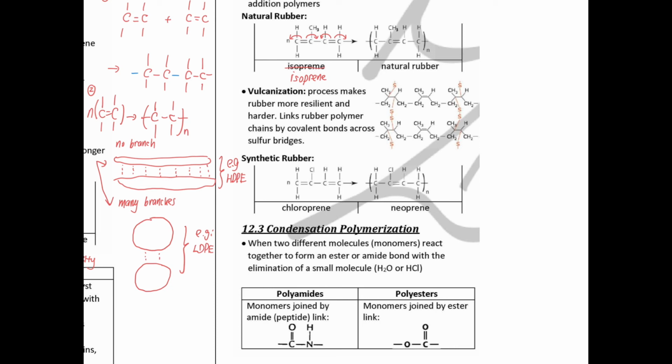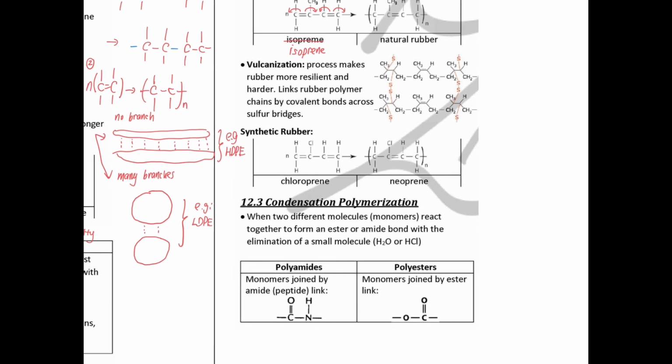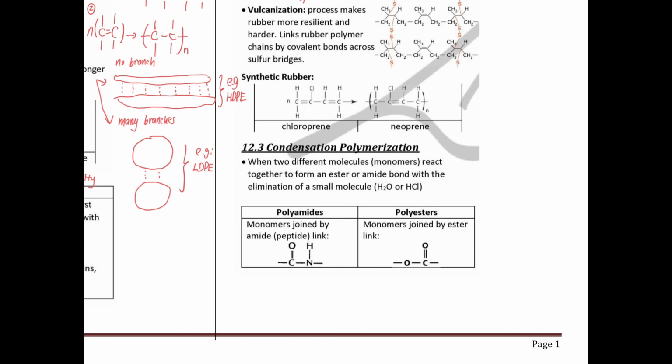So now, next one, condensation polymerization. The word condensation means you should think of water. Water will be eliminated as one of the products. So they will form a polymer as well as water. But it is not just water, it can be HCl also. So you can see the point here.